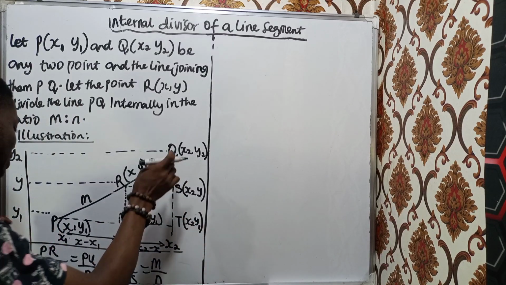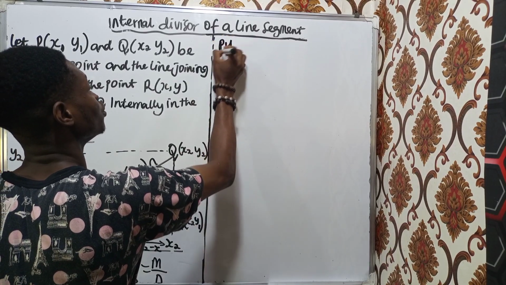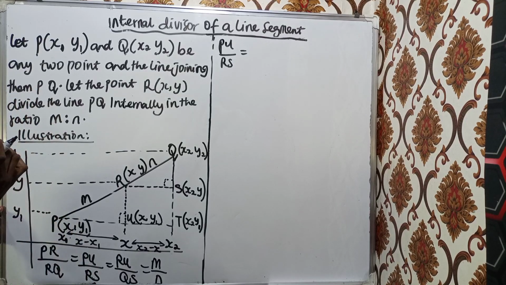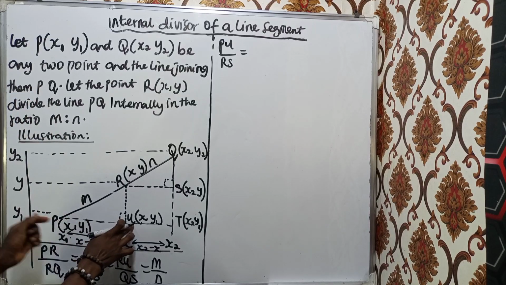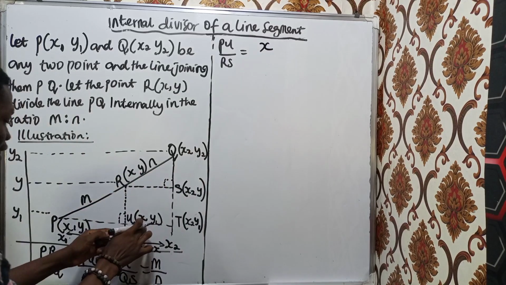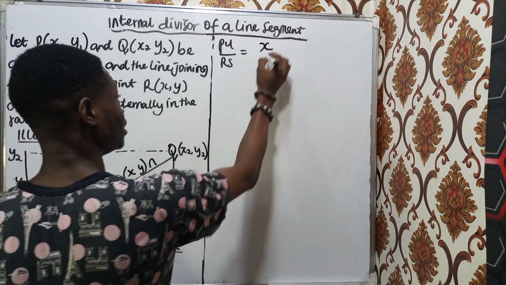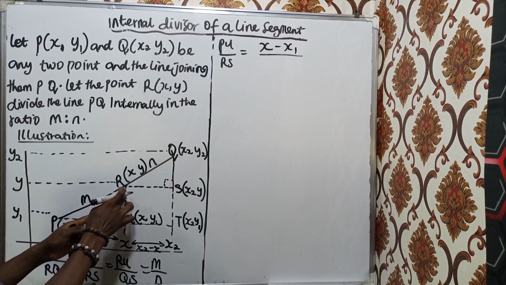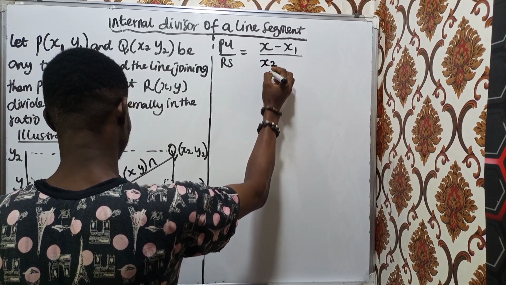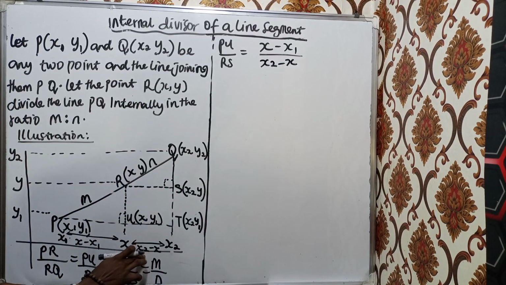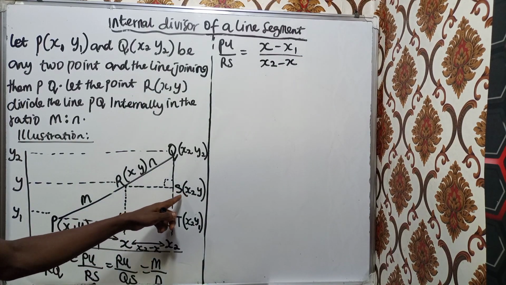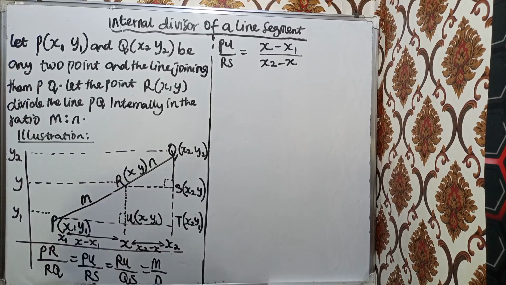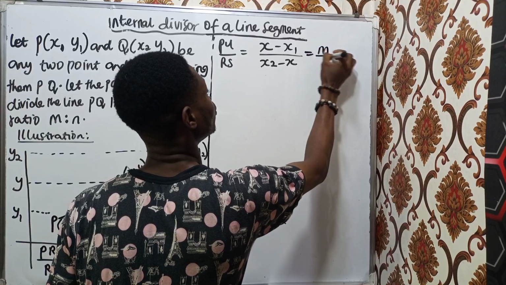So now to find the value of my x, let me use the horizontal one. You know that horizontal is the x-axis. So I'm going to have PU all over RS, which will yield what? My PU will be x, that's this x, minus the corresponding value of x here, which is x1. As you can see, it's already here. Now my RS will be x2 minus the corresponding value of x here, which is x. So this x2 minus the corresponding value of x here will give me this, is equal to m over n.